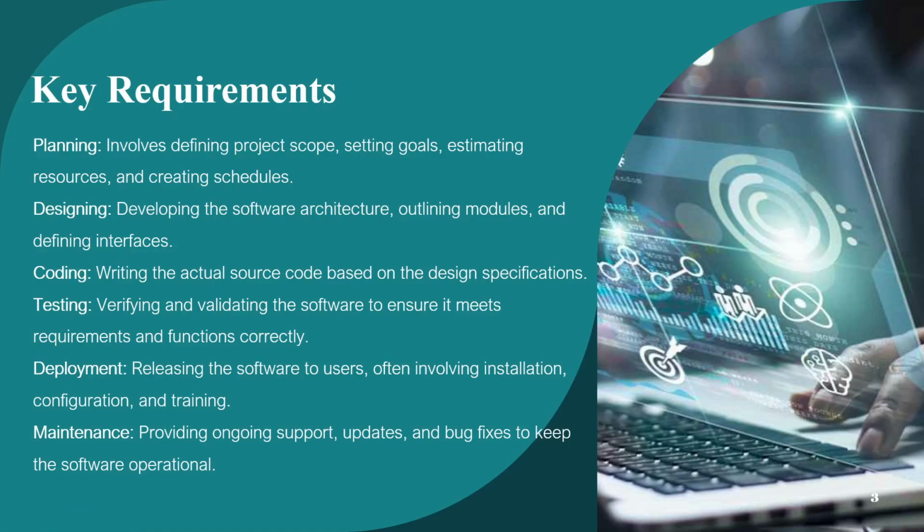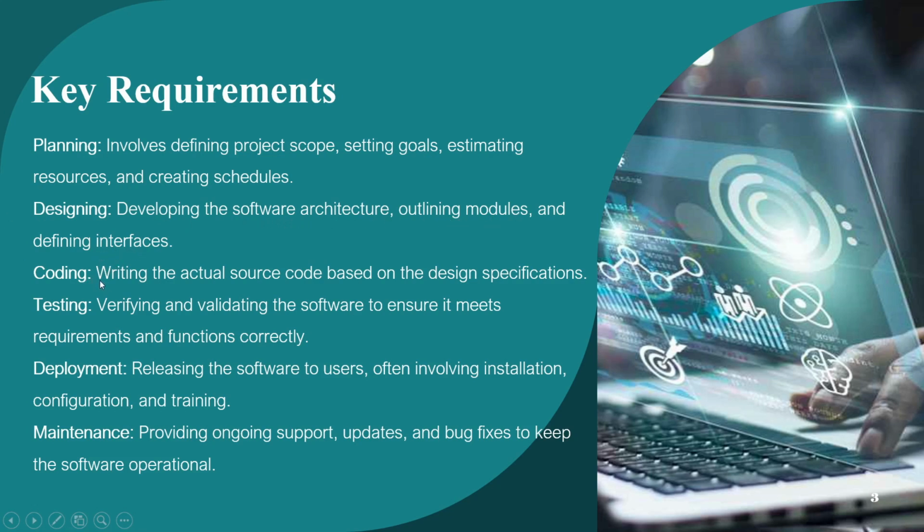Here are the key aspects. What are the key aspects of software process? Planning, designing, coding, testing, deployment, and at the last is always maintenance. Planning involves defining project scopes, setting goals, estimating resources, and creating schedules. What does designing include? Designing includes developing the software architecture, outlining models, and defining interfaces.